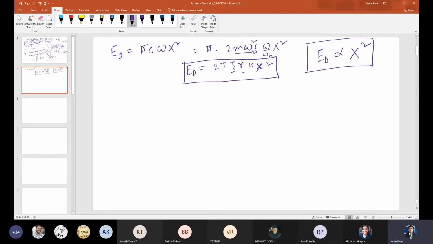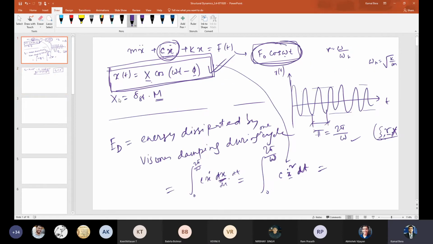Very good. Those who have not been able to do the integration, please do it. That is very straightforward. So now we have got an expression for the energy dissipated by the viscous damping in one cycle. Now I want to find out how much work is done by the external force, because there are external forces, right?